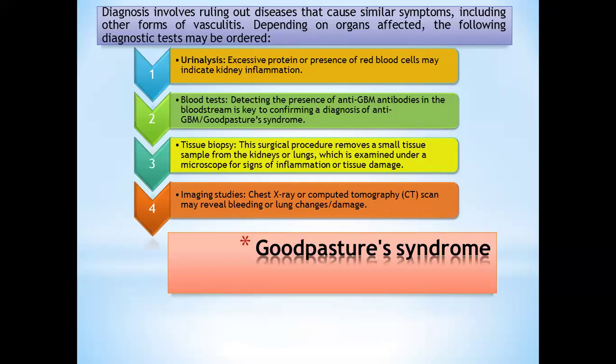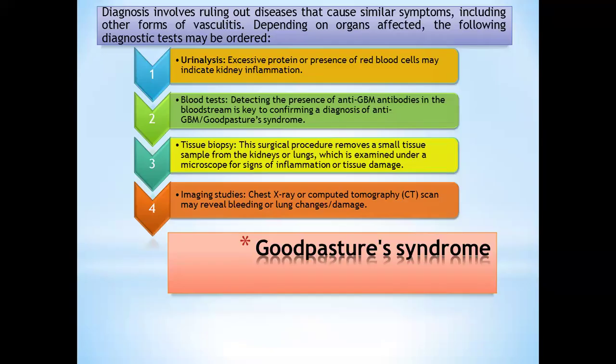And Goodpasture syndrome. Diagnosis involves ruling out diseases that cause similar symptoms, including other forms of vasculitis. Depending on organs affected, the following diagnostic tests may be ordered. Urinalysis: excessive protein or presence of red blood cells may indicate kidney inflammation. Blood tests: detecting the presence of anti-GBM antibodies in the bloodstream is key to confirming the diagnosis of anti-GBM Goodpasture syndrome.